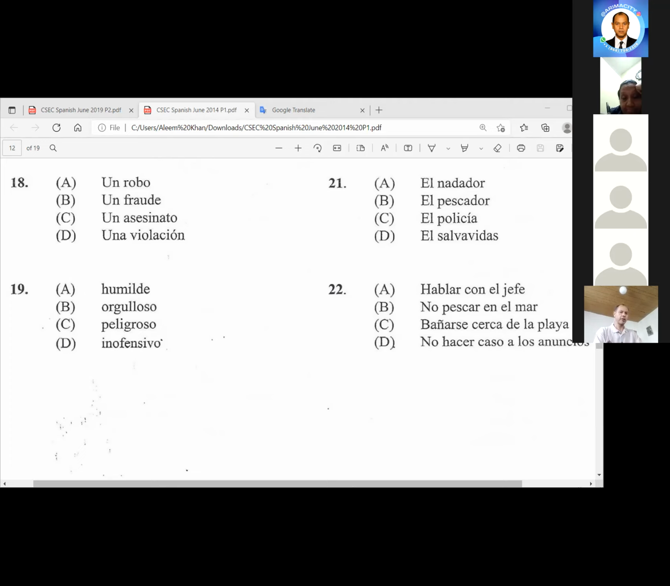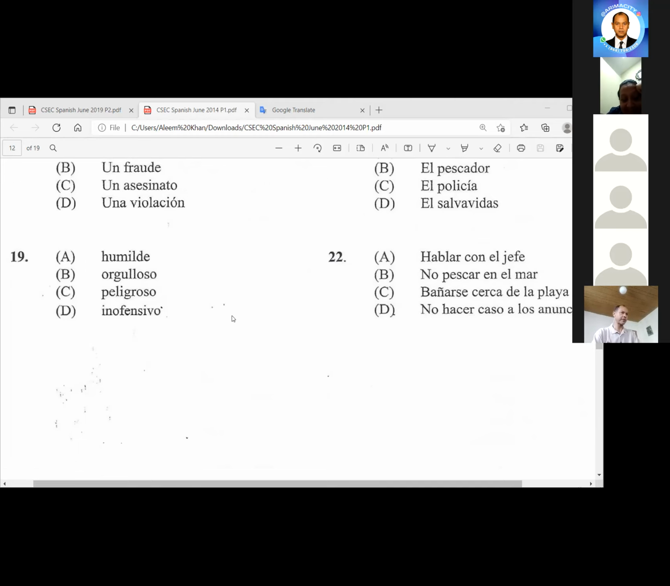¿Qué cometió el abogado? All right, so in the exam you'll hear it twice. El abogado fingió la firma de su cliente. ¿Qué cometió el abogado? You ready for me? Yes. Could it be B? Is it B? Very good. Yes, B. Un fraude. Yes, that is correct.